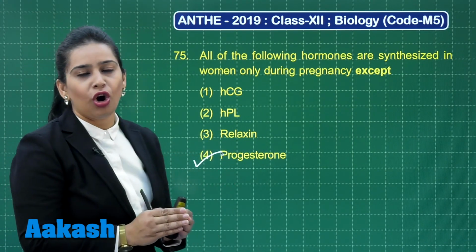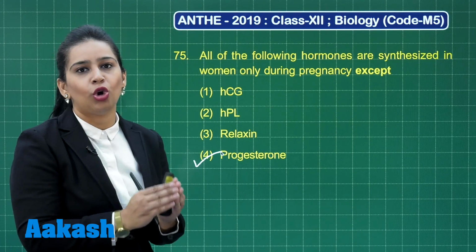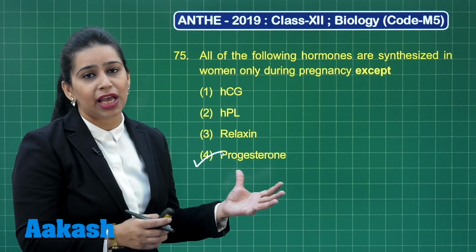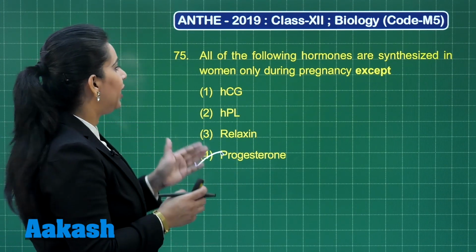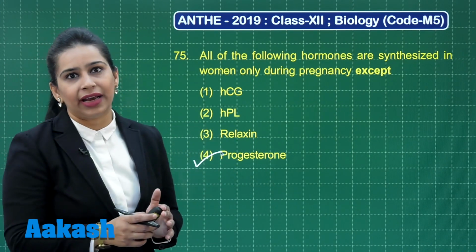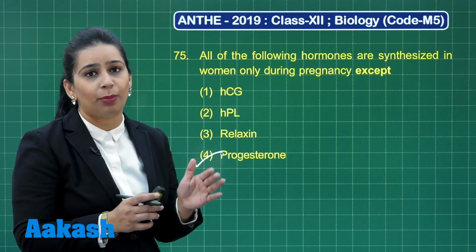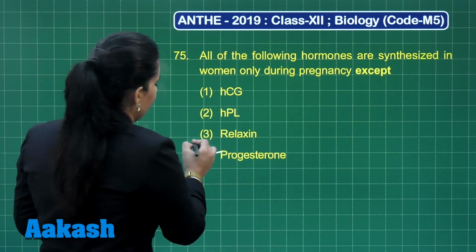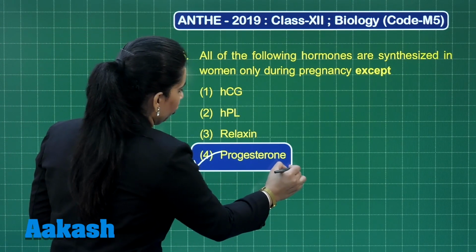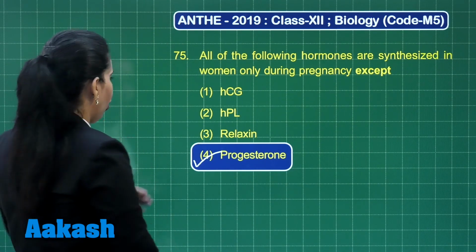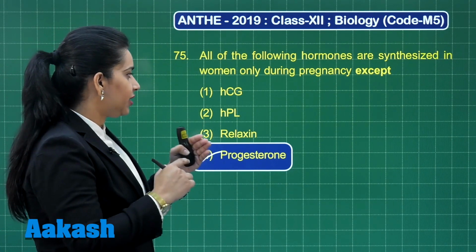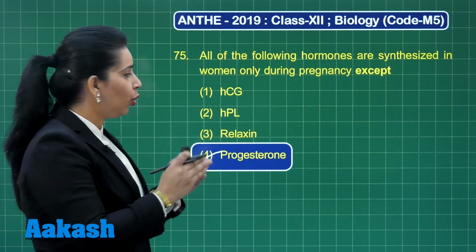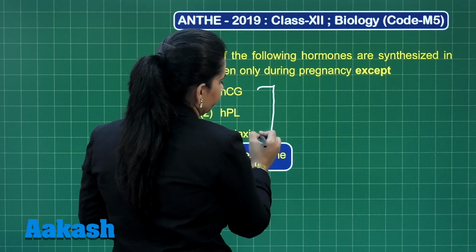Progesterone. Progesterone is also present in a non-pregnant female, and there it is secreted by the luteal cells of corpus luteum, while HCG, HPL and relaxin are secreted only in a pregnant female. It's a direct question from NCERT. So the answer to this question is progesterone, while all three options, that is HCG, HPL and relaxin, all these hormones are secreted only during pregnancy.